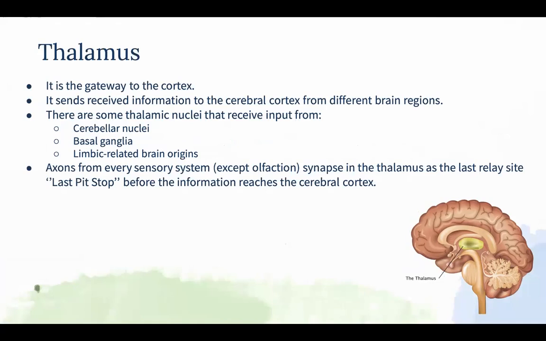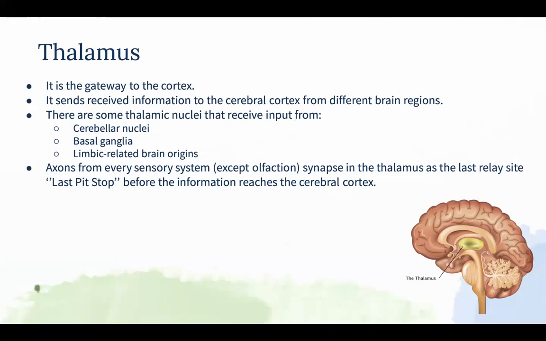It sends received information to the cerebral cortex from different brain regions. And it functions as the relay station for three types of information: sensory information, limbic information, and motor information. Thalamic nuclei can receive input from three structures: the cerebellum, the basal ganglia, and the limbic related brain origins. So ثلاثة structures راح توصل إلى الثالاموس، ومن الثالاموس إلى الbrain cortex. What are the structures? Cerebellum, basal ganglia, and the limbic system.